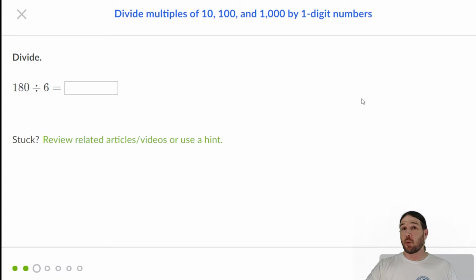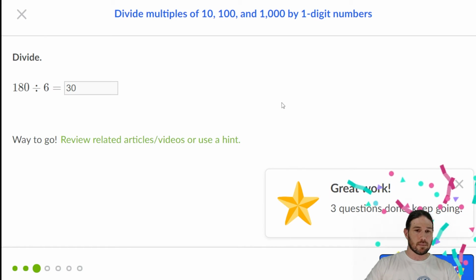180 divided by 6. Well, I know 18 divided by 6 is 3. Carry along that last 0 because, again, we're dealing with 18 tens. So that 3 that we got isn't just 3, it's 3 tens, or 30.